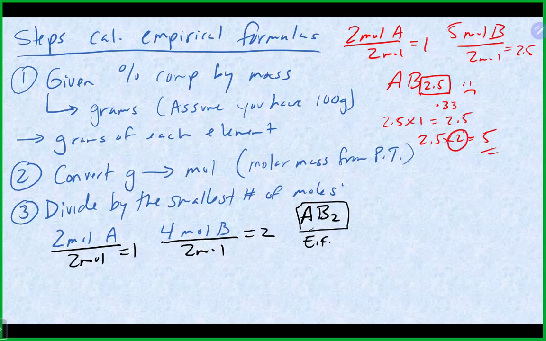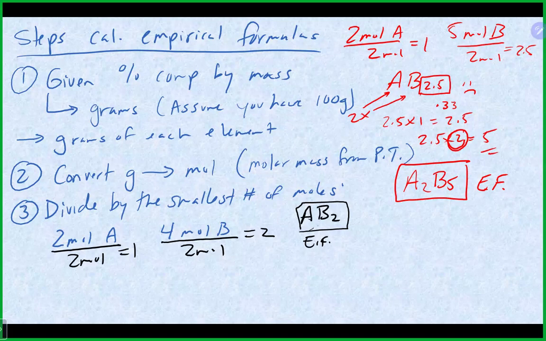So what I need to do is take this 2, which is the factor, and multiply it by both of those guys, not just the one that's a decimal. So I need to multiply the A by 2, and that will give me A2. The B by 2 will give me B5. And this will now give me whole numbers, and this will give me my proper empirical formula.